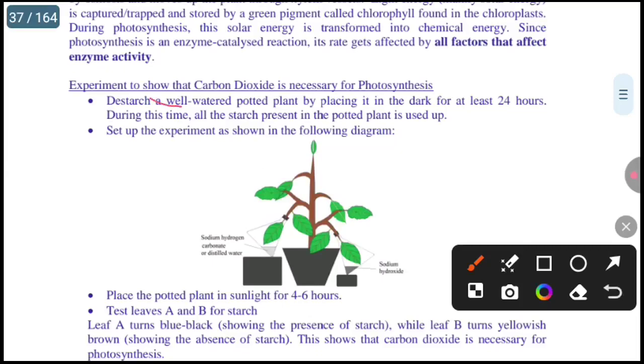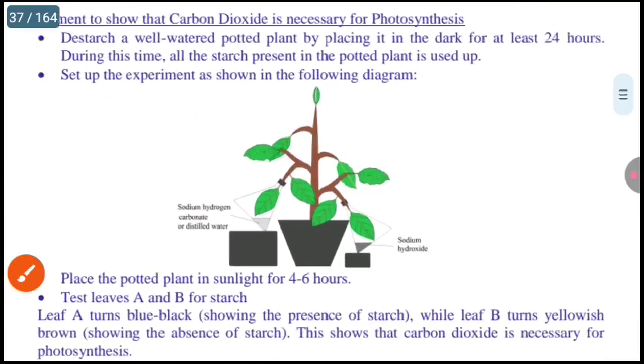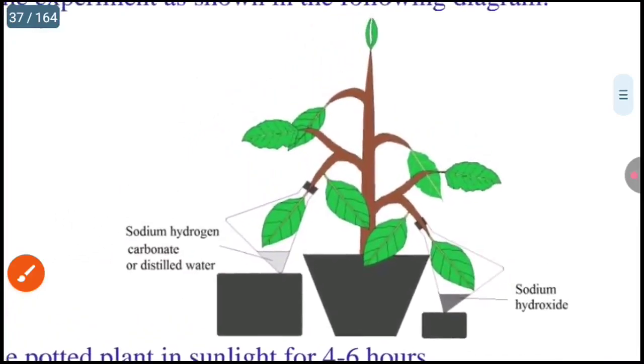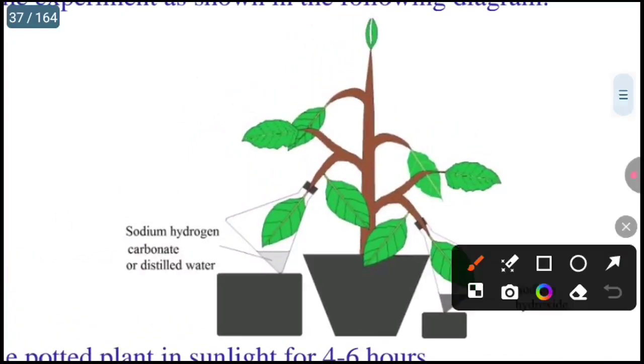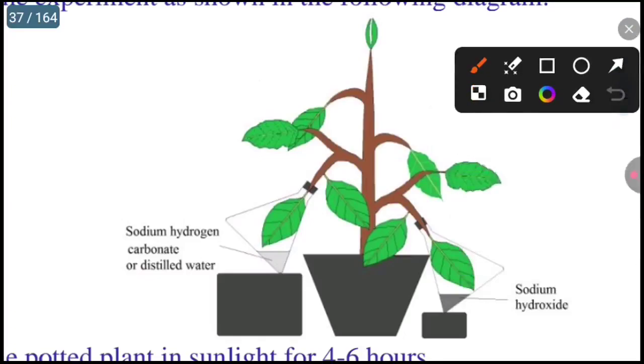Discharge a well-watered potted plant by placing it in the dark for at least 24 hours. During this time, all the starch present in the potted plant is used up. Set up the experiment as shown in the following diagram. One leaf is placed in a conical flask containing sodium hydrogen carbonate or distilled water. The other leaf is placed in sodium hydroxide.